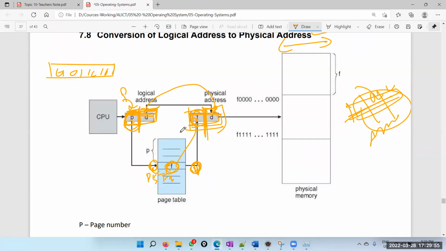Right. So then someone will say, okay, I can understand that this page table is giving you the mapping, so you are replacing the page number with the frame number. Then why are you copying this portion as it is? That is a good question, right?